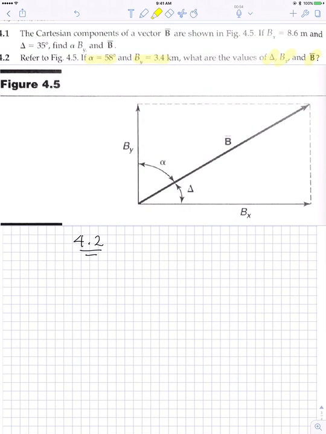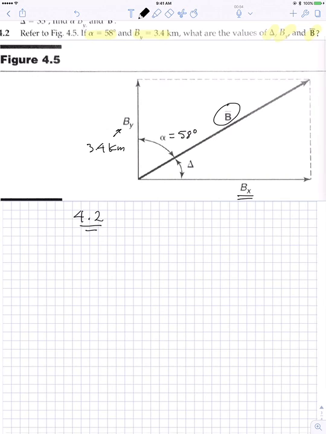Okay, so we're given these things. We know that alpha is 58 degrees. We know that by is 3.4 kilometers. We want to find bx, and we want to find this vector b. Remember, the point of the problem is to write things up in the proper notation.